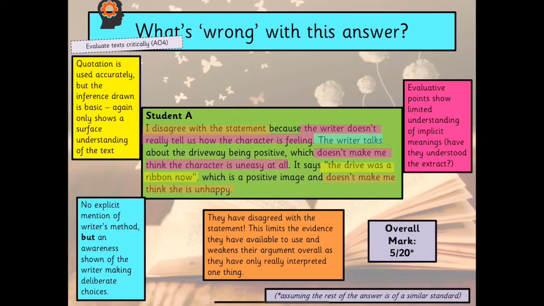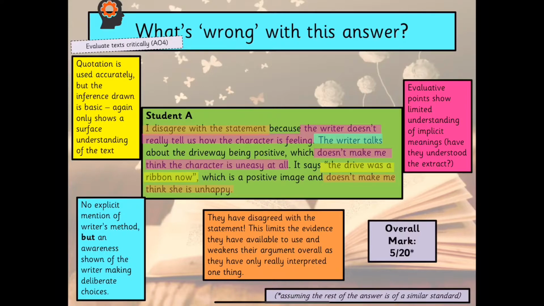The character doesn't like the changes that she sees, and she's confused and a little bit bewildered by everything that's in front of her. So the two things just don't marry up. Disagreeing with a statement and being able to provide evidence for it just doesn't work. And they've only really interpreted the one thing. Again, that comes back to what this answer would achieve overall.